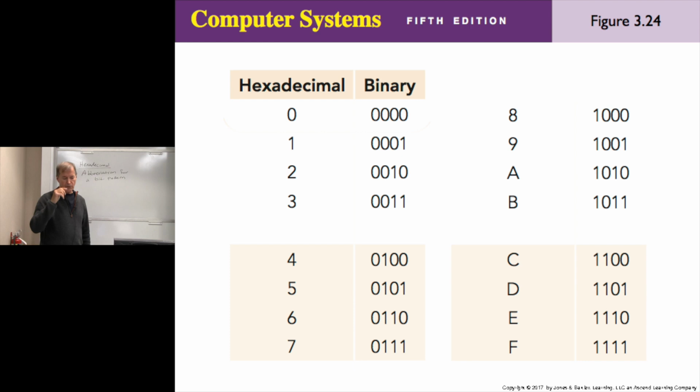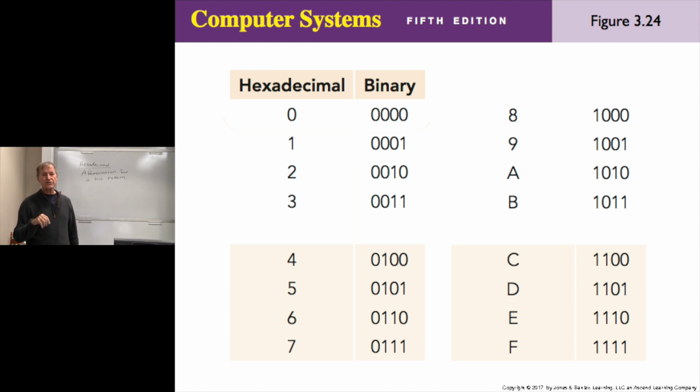Figure 3.24 shows a single hexadecimal digit can represent how many bits? 4. Does everybody see how that table works? So the hexadecimal digit 0 represents the binary digits 0, 0, 0, 0. The hexadecimal digit A represents the 4 binary bits 1, 0, 1, 0. And F represents 1, 1, 1, 1.